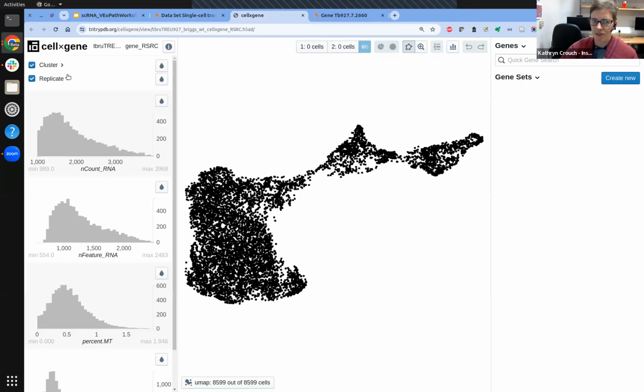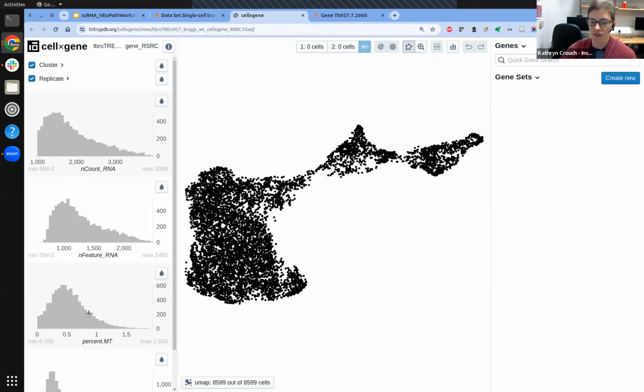On the left, we have some metadata about these cells. Some of these things are quantitative data, and the ones you see over here are counts of the number of individual RNA molecules that were captured in each cell and the number of unique genes that were captured in each cell.